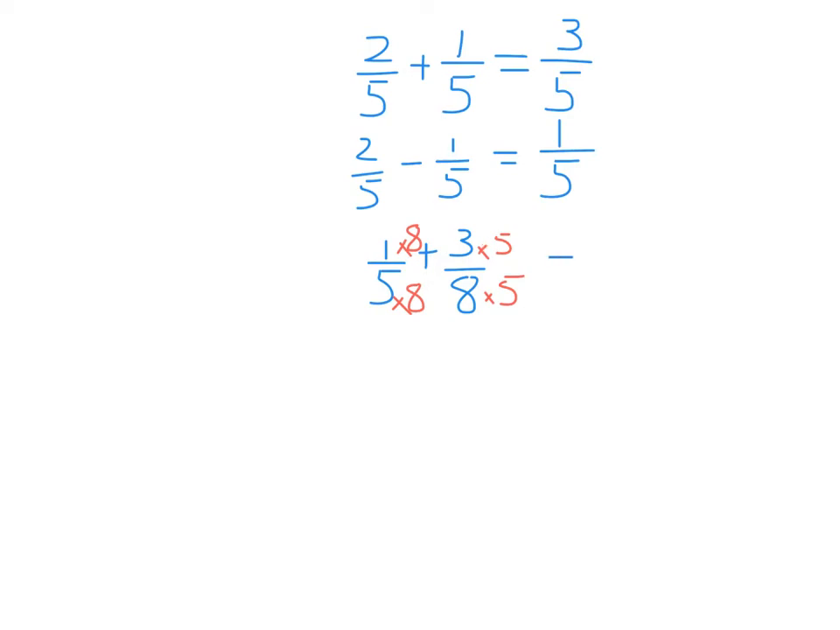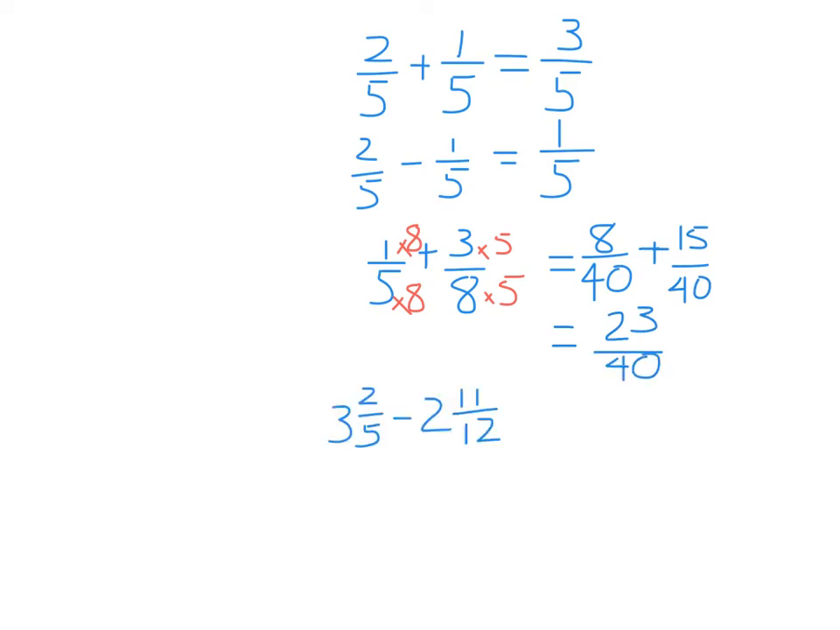So 1 over 5 timesing top and bottom by 8 gives me 8 over 40. 3 times 5 is 15. 8 times 5 is 40. Now these two fractions have the same denominator. They can be added together. You only add the tops, you do not add the bottoms.